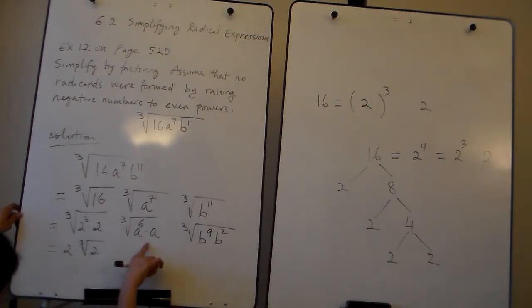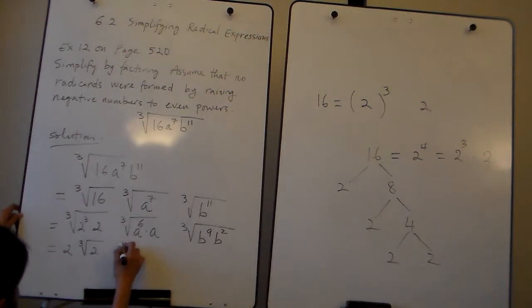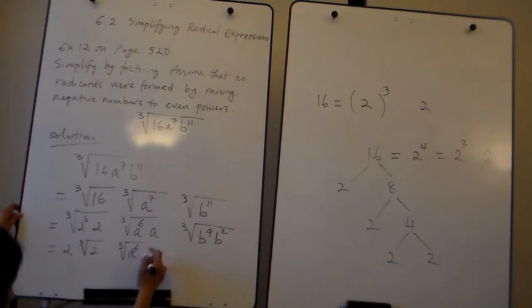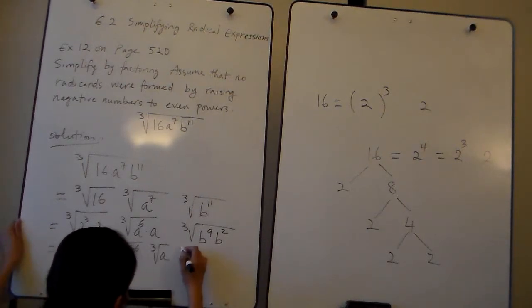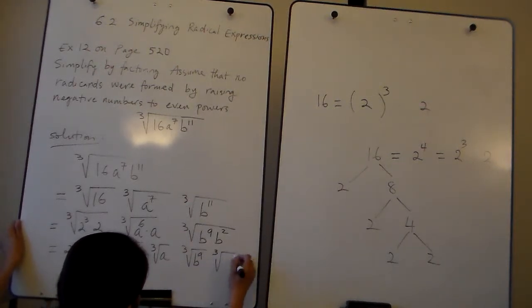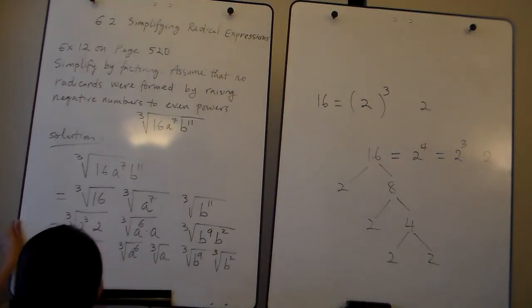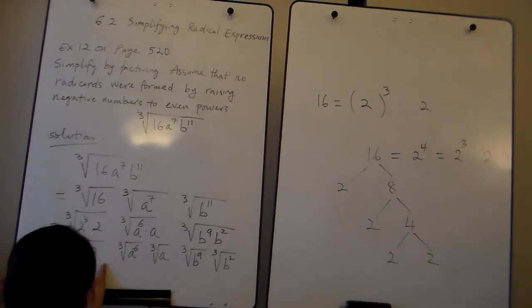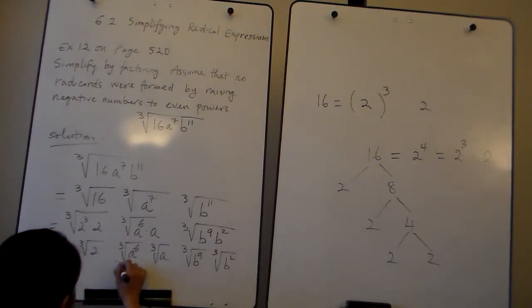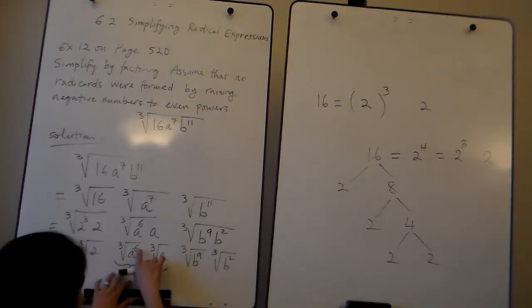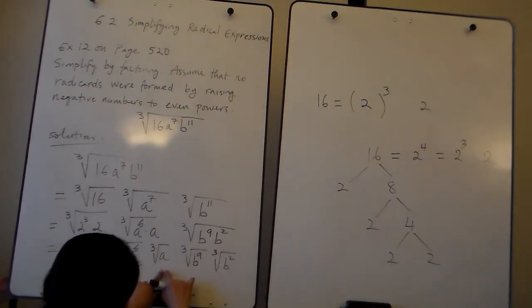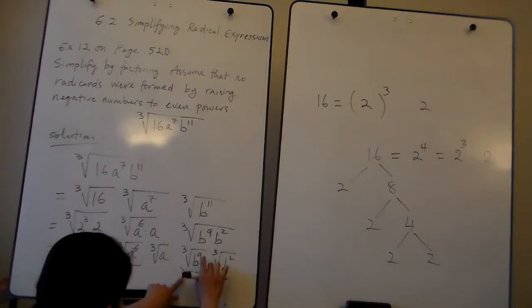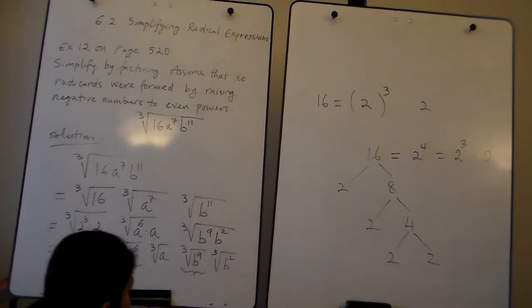Okay. For this, let's split it into the cube root of a to the 6 times the cube root of a. For this, let's split it into the cube root of b to the 9 times the cube root of b squared. Okay? This one is done, you cannot do anything further. But for this, we can simplify because the exponent is 6 and the index is 3. 6 you can divide by 3. This one is done. This you can simplify because the power 9 and 3 you can simplify.